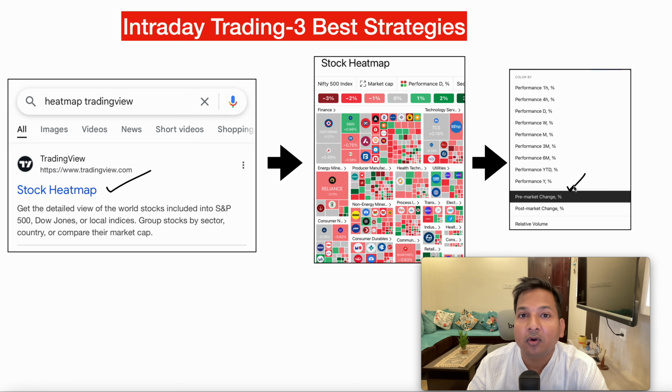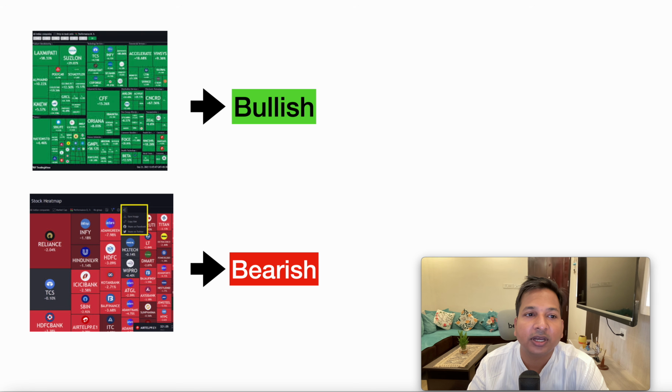We want to know what the sentiment was in the pre-market, whether most of the stocks were in an uptrend, or most of the stocks had fallen, or they were sideways. With that we can know the higher probability of today's market trend. I am going to explain in detail how you can find this out.